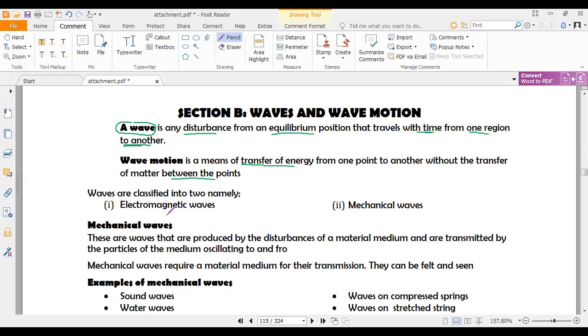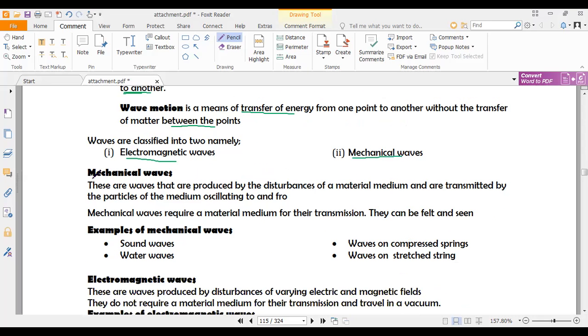So waves can be classified into two. There are electromagnetic waves and mechanical waves. Mechanical waves are the ones produced by disturbances of a material and are transmitted by particles of the medium oscillating to and fro. They are transmitted by particles of the medium, meaning that mechanical waves always require a material medium for their transmission. They can be felt and seen, but the most important thing we should know about these waves is that they require a material medium to be transmitted.